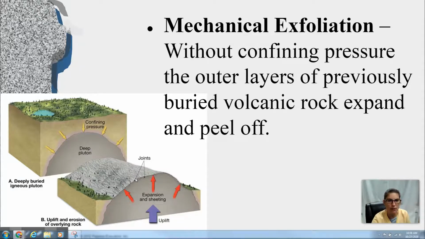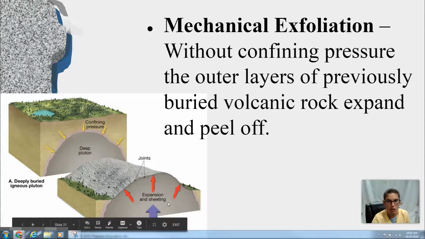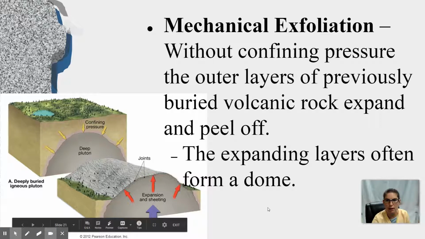But what's unique about this is it peels off kind of like the skin of an onion. So if you've ever had an onion, the outer layer is dry and they peel. Mechanical exfoliation is a lot like that process, but it occurs in rock. And I'll show you a picture of that here on the next slide, because you end up seeing kind of a rounded effect. So it cracks and it peels, and then gravity pulls them down to the sides, and then it continues just like the layers of an onion.